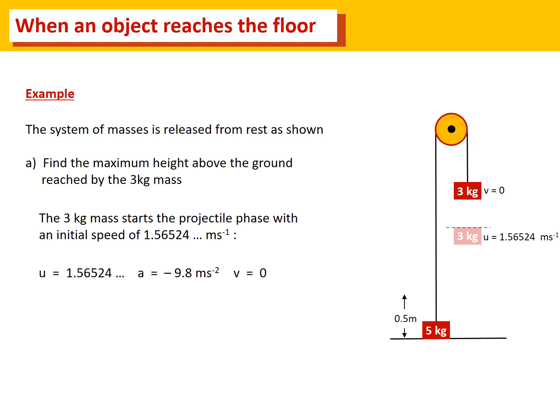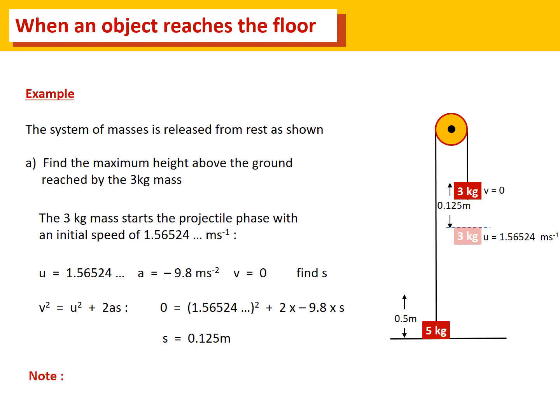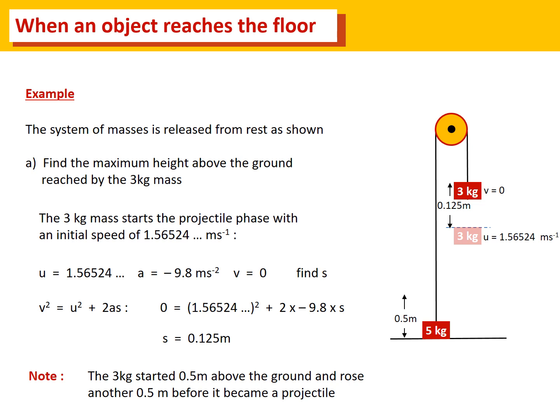Velocity is 0 when it reaches its highest point. And we want to find the distance it's travelled as a projectile. So using v squared equals u squared plus 2as, substituting our values in and rearranging, we end up with s being 0.125 meters. That's the distance, just this little distance here, from the point where the 5 kilogram mass hit the surface to the point where the 3 kilogram mass stops moving and ready to come back down again. So that was just 0.125 meters. So now the 3 kilogram mass started 0.5 meters above the ground about here. It rose 0.5 meters to this point here. So the total height from the surface is 1.125 meters.